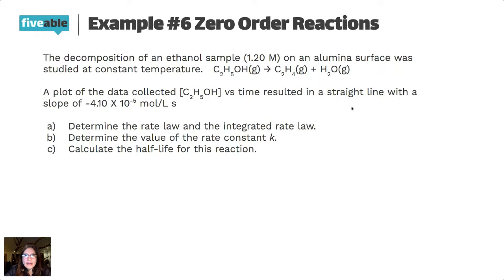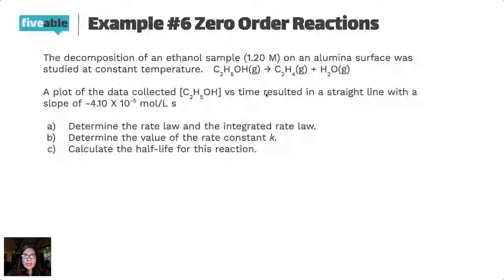So, for example, the decomposition of ethanol. A sample of 1.20 molarity, they're giving us the initial concentration, on an aluminum surface. That's also a hint that this is a metal surface, so it should be a hint that it is a zero order reaction. It was studied at a constant temperature. So you have there the reaction, and this time they didn't make you do the graph, because they are telling you that the plot of the concentration versus time resulted in a straight line. They're already telling you that it's a straight line.